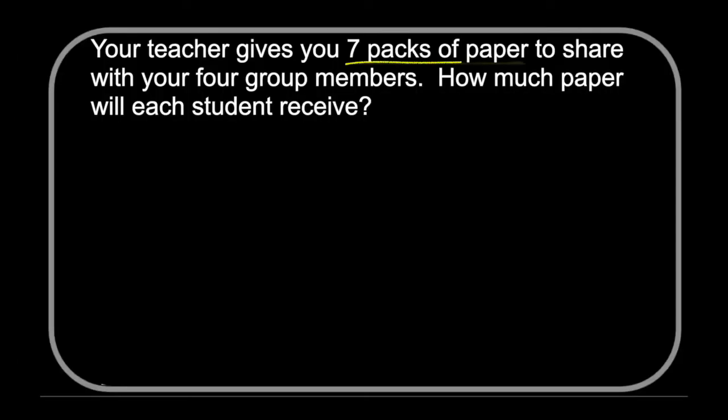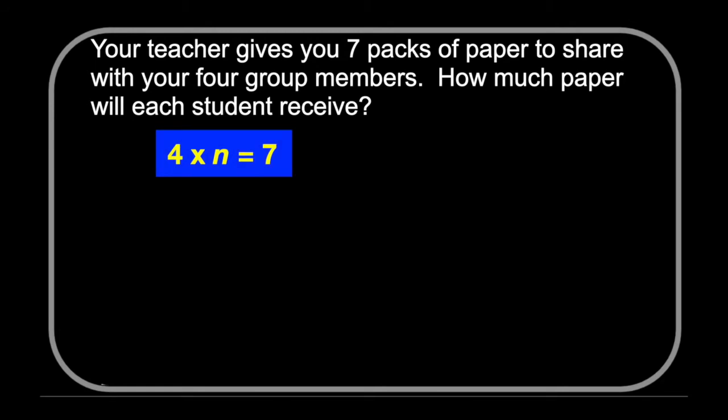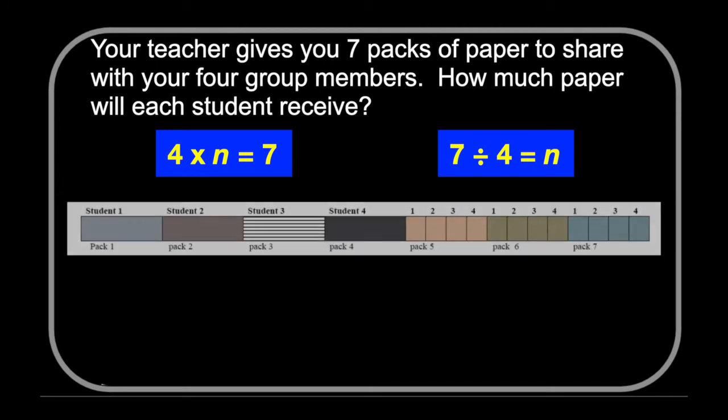When working this problem, a student should recognize that the 7 packs are being divided into 4 groups, so he or she is seeing the solution of the following equation. 4 times n is the same as 7. 4 groups of some amount is 7 packs, which can also be written as 7 divided by 4 equals n. Students can draw a model to show that each student will receive 1 whole pack of paper.